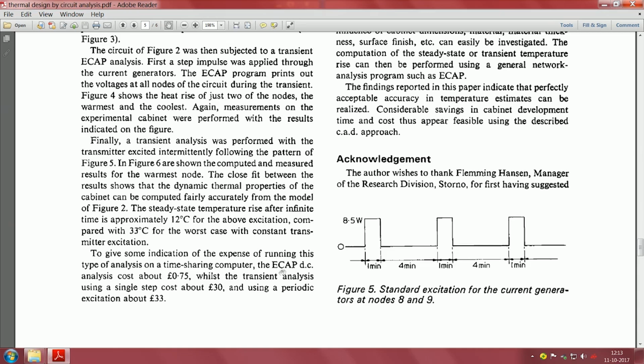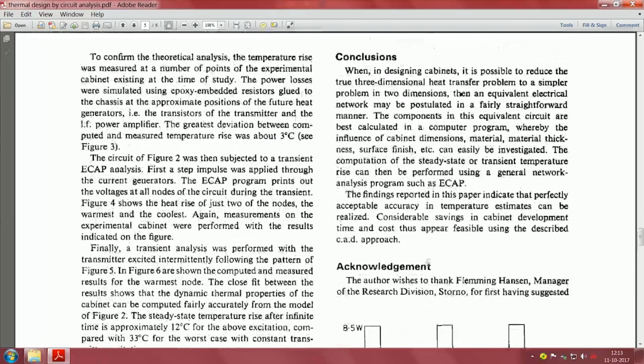To give some indication of the expense of running, they have given some figures. I do not understand what this is. It is probably pound sterling, 0.75, transient analysis is 30 pounds, and something else is about 33 pounds. I do not know the duration or anything. Obviously it is expensive. At that time probably salaries were much less.